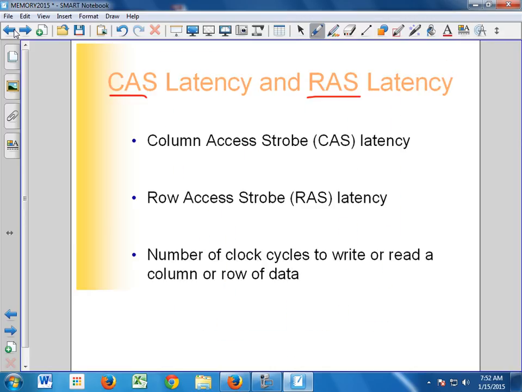What the CAS latency and RAS latency refers to is the speed that it can write to a column of data or a row of data. Okay? It's actually the wait time. Latency means wait, okay? It's the number of clock cycles it takes to read or write data. Okay? With it being the number of clock cycles to read and write, would it be faster if the CAS latency, or the CL number, was high or low?